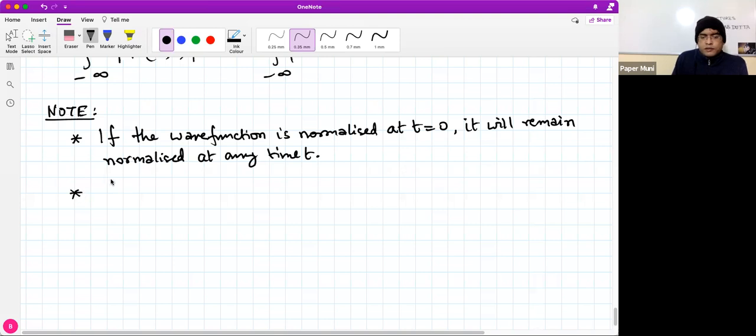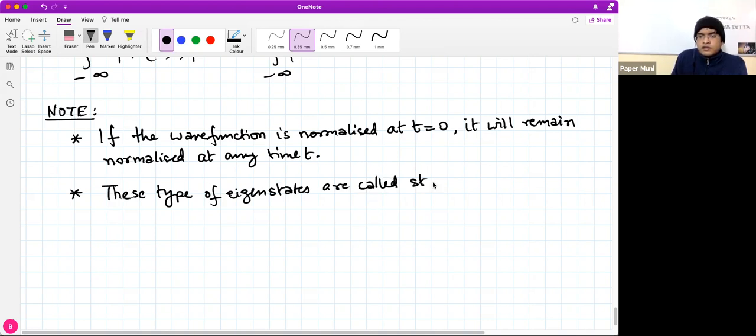Now these types of eigenstates are called stationary states.